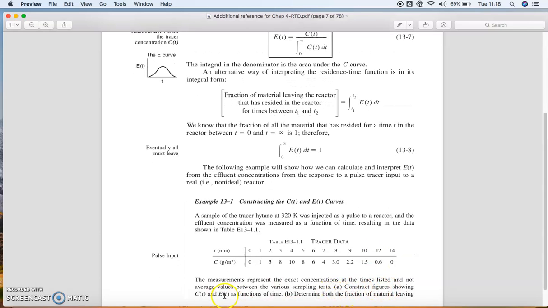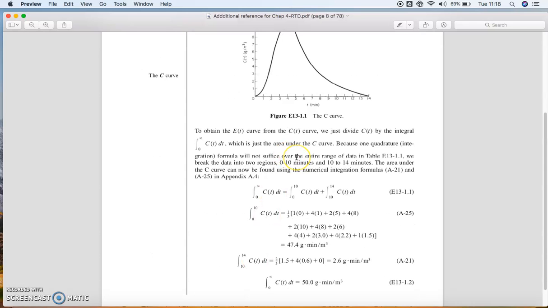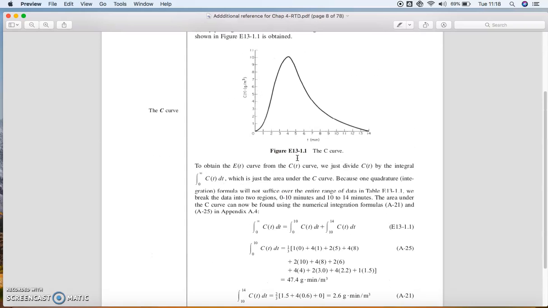Construct figures showing CT and ET. Normally we don't ask you to construct figures; we normally ask you to calculate ET. But never mind, I'm still explaining example 13.1. When you construct the figure, the data provided to you is T over CT, so you can construct a graph, CT versus T. You will produce a C curve.